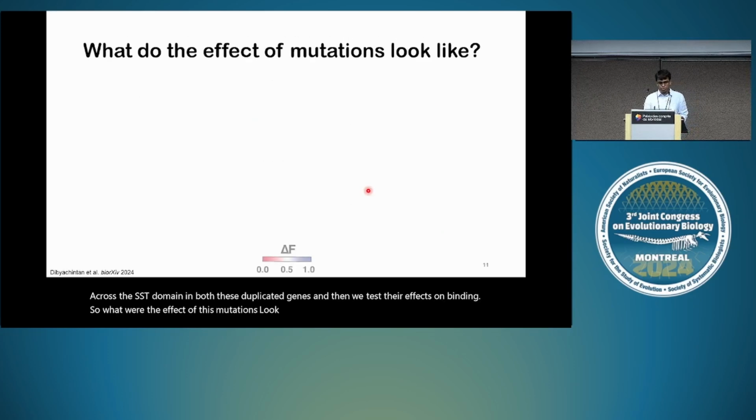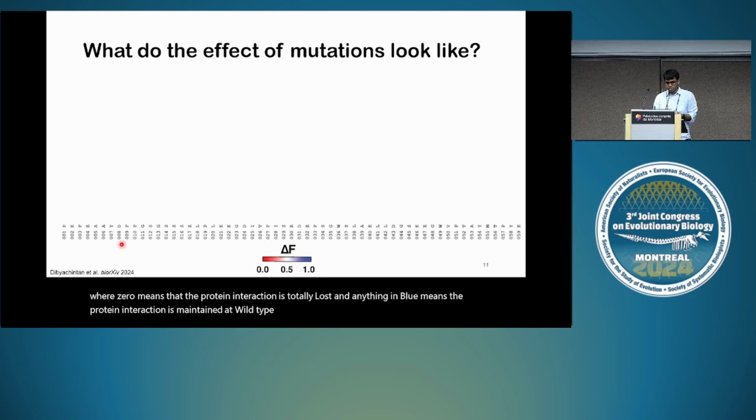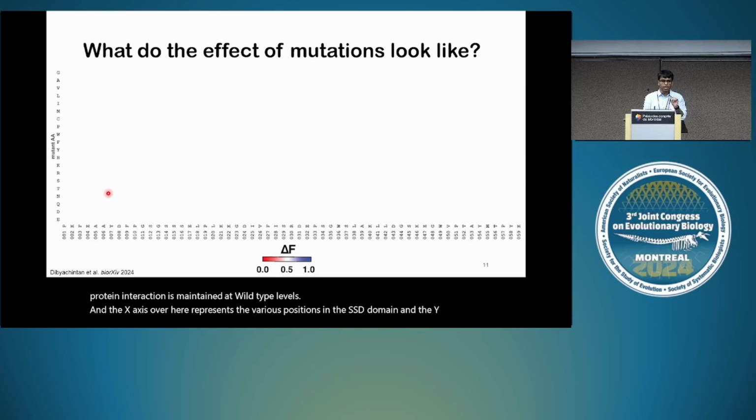So in this slide, I'll show you the color bar, where 0 means that the protein interaction is totally lost, and anything in blue means the protein interaction is maintained at wild type levels. And the x-axis over here represents the various positions in the SS3 domain, and the y-axis basically means what kind of mutation we create in each position.